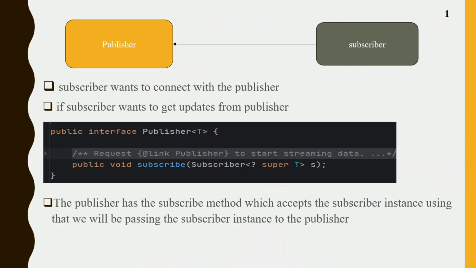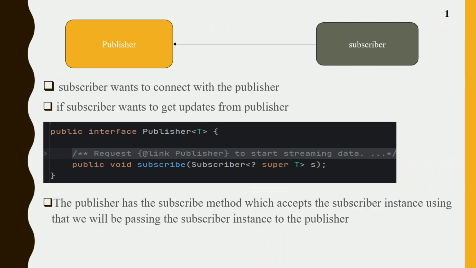Let's get a deeper and more detailed explanation of the publisher and subscriber and how they communicate with each other. Let me explain the internals of the publisher and subscriber and their communication. In the first step, we have the publisher and subscriber. The subscriber wants to connect with the publisher.